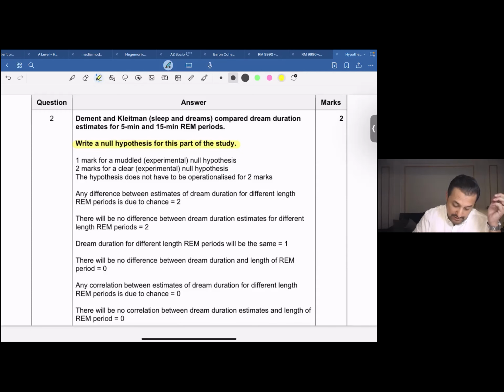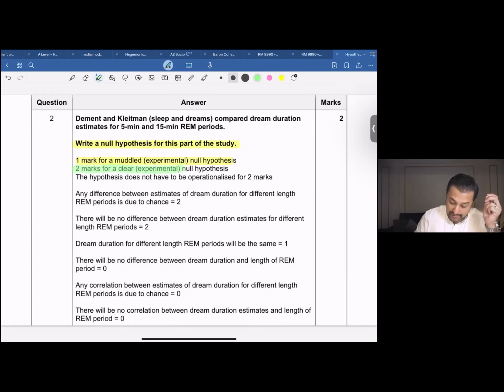Now, if you write down a muddled experimental or null hypothesis, you get 1 mark. Muddled is something that's not clear. I have mentioned this earlier as well. I've seen this happening a lot of times. If a student isn't sure about something, they feel that they might as well write down something that's not clear and bluff and get their marks. It doesn't always work like that. So it's better that you write whatever you're writing in a clear manner. Clear expression always helps.